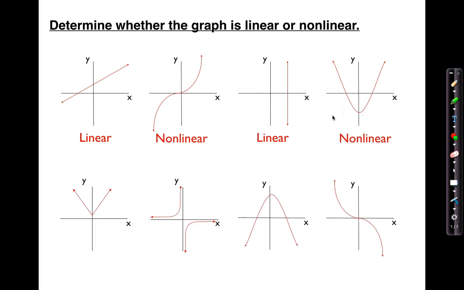Pretty straightforward. So if I asked you to pause the video and try the next four on your own, would you be able to identify them correctly? Well, let's see. This one might be tricky for some of you. Some of you may be a little confused, but ask yourself, is this a straight line? The answer is no. So this one's actually nonlinear. This one's definitely nonlinear because it's not straight. This one's also nonlinear because it's not straight. And this one definitely is nonlinear because, again, it's not a straight line.